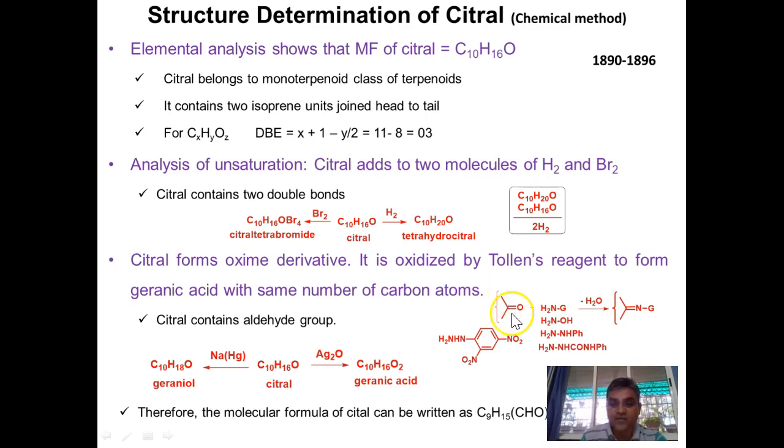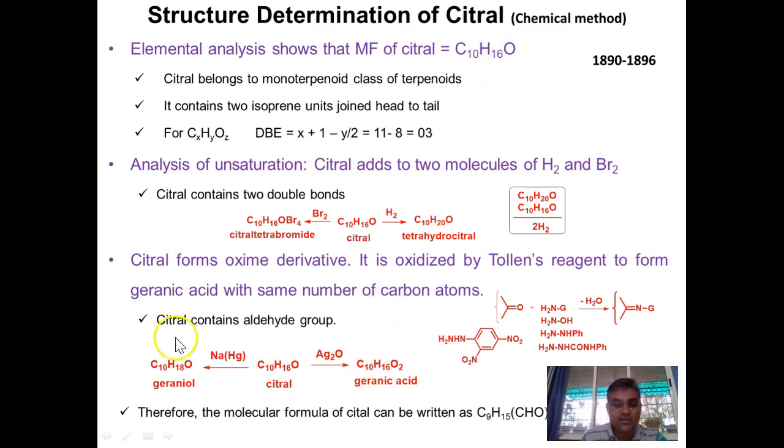a carbonyl group. Now carbonyl can be an aldehyde as well as a ketone. The nature of oxygen is proved to be carbonyl from this experiment, but it can be an aldehyde or a ketone. So the distinguishing test between aldehydes and ketones is performed using Tollens reagent. When citral is treated with silver oxide, that's Tollens reagent, ammoniacal silver nitrate, then it forms a carboxylic acid with the same number of carbon atoms. The formation of a carboxylic acid with the same number of carbon atoms clearly indicates that the nature of oxygen is in the form of an aldehyde functional group.